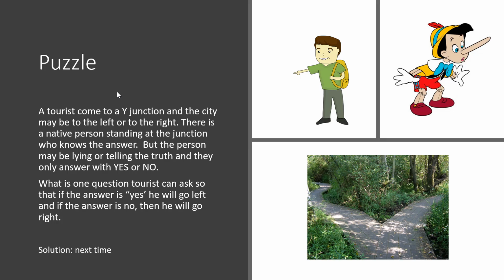This is another problem which is very similar to the problem that we just discussed. So in this case, tourists come to a junction. There are people in this village who are either always lying or always telling the truth. And the question is, what is one question tourists can ask so that if the answer is yes, he will go left. If the answer is no, then he will go right.